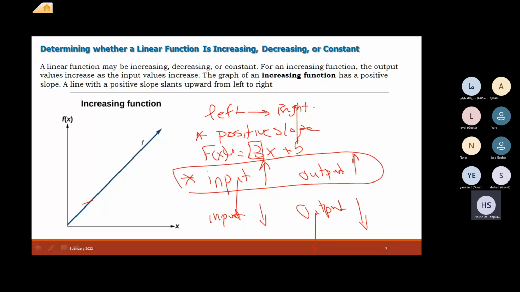The slope is positive, it goes from left to right, and if the input increases, the output will increase. I'll give you an example, like the height of a tree. When it is 1 year, its height was 1 meter. When it increases to 2 years, the height will be 2 meters. So as the years pass, the height will increase. This is an example of the increasing function. Is it clear?